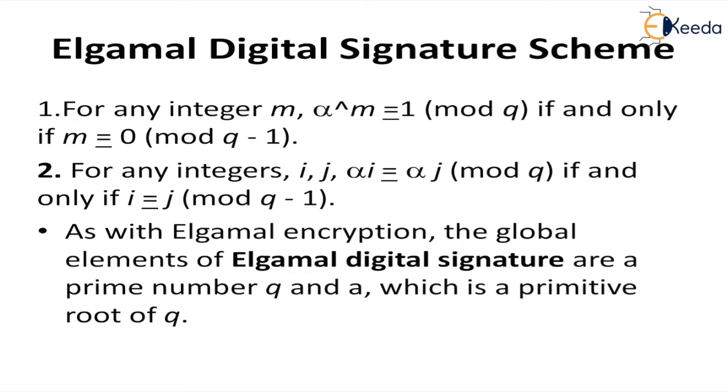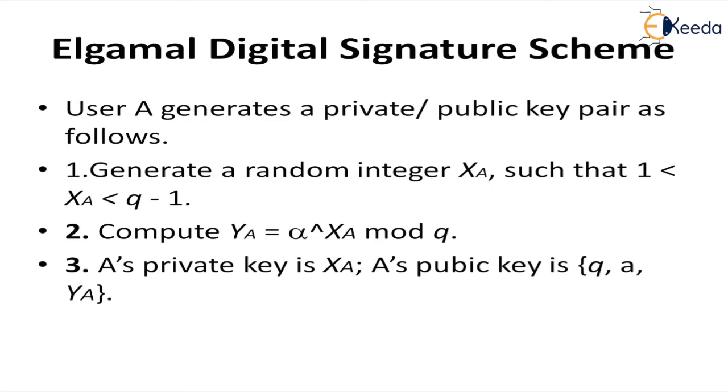As in Elgamal encryption, the global elements of the Elgamal digital signatures are the prime number q and alpha, which is a primitive root of q. User A generates a private and public key pair as follows. First, generate a random integer x sub A such that x sub A varies between 1 and q minus 1. Compute y sub A, that is alpha raised to x sub A mod q. A's private key is x sub A and A's public key is q, alpha, y sub A.